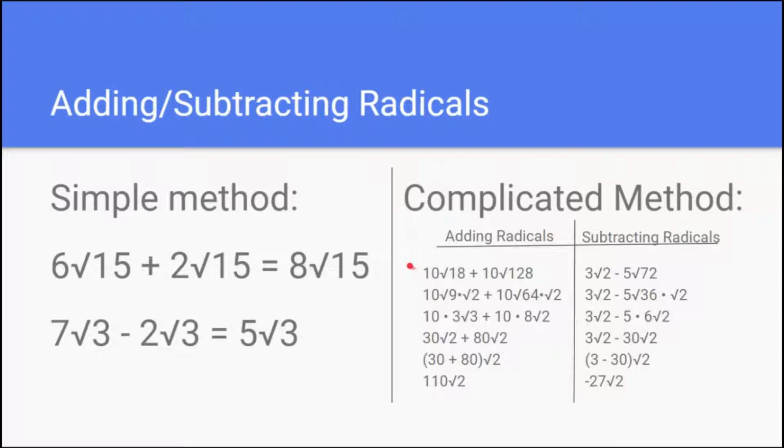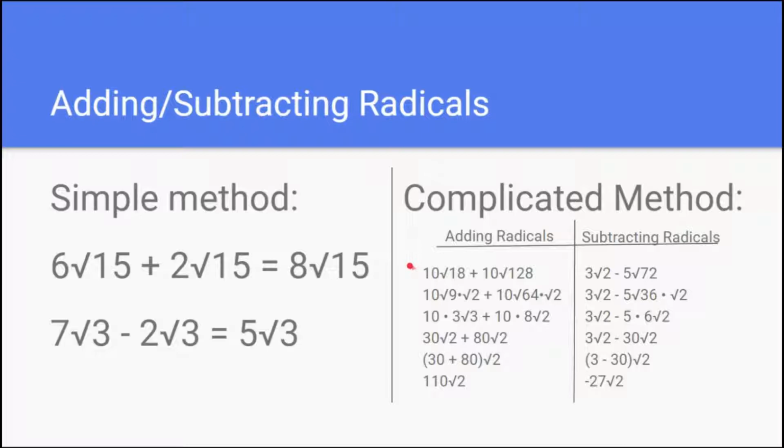But when you see a problem that does not have like terms, then you have to do something more complicated. First, you have to factor out the perfect square. So for radical 18, that means finding the perfect square. So that's radical 9 times radical 2, radical 9 being the perfect square. Then for 128, you have to do the same thing. So radical 64 times radical 2, radical 64 being the perfect square.